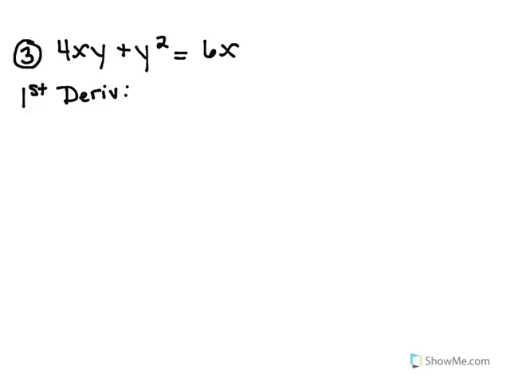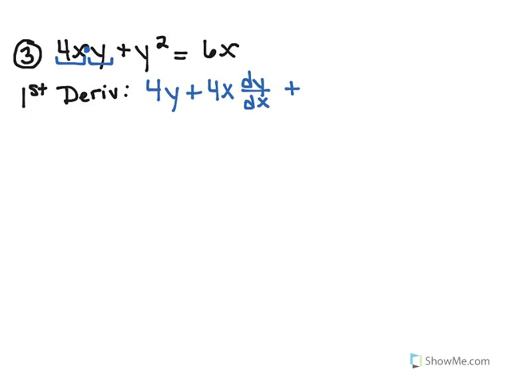To do 4xy, I need to break that apart into 4x times y. Keep the 4 with the x to keep it a little bit easier on yourself. So the derivative of 4x is 4. Keep the y the same. Plus, now do the derivative the opposite way. Keep the 4x. Do the derivative of the y to get dy/dx. And that's the derivative of 4xy.